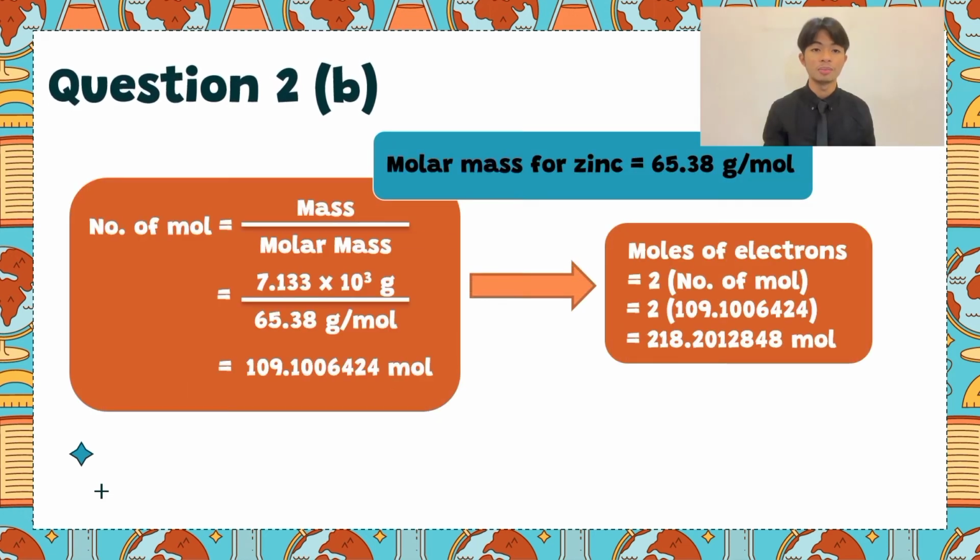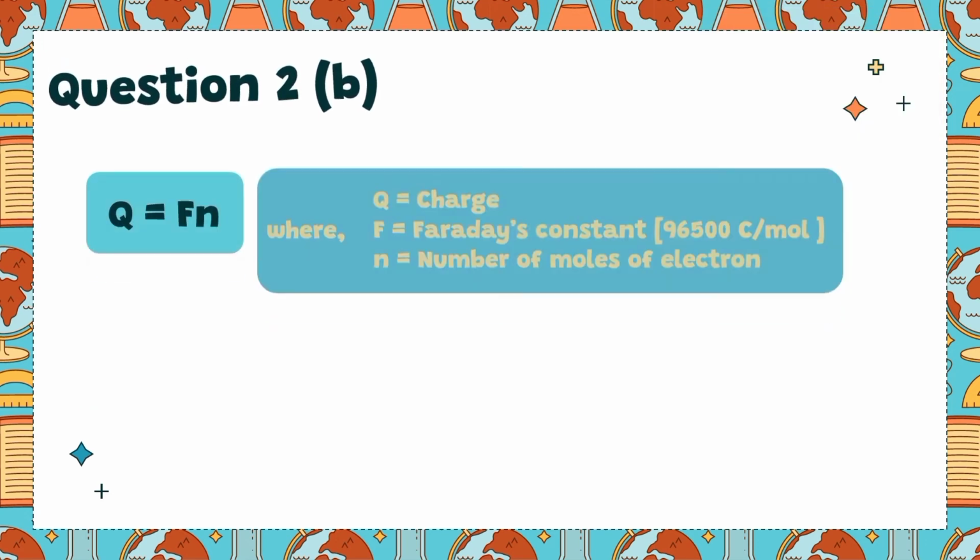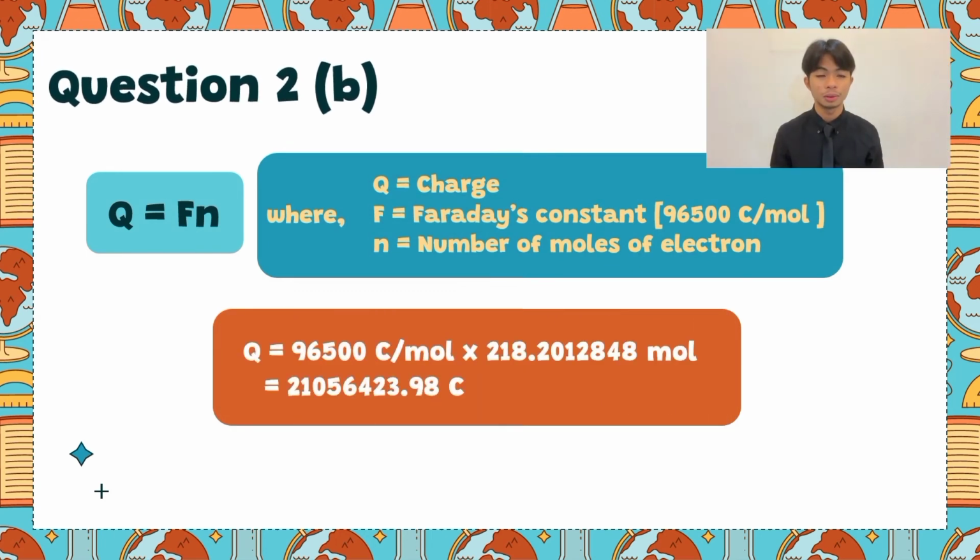Next, we must find the number of moles. Number of moles is equal to mass over molar mass, and we substitute the mass and molar mass given, and we will get the value of the number of moles. Then we can calculate the moles of electrons, which is 2 times the number of moles, and this is the solution. After calculating the moles of electrons, we can use the formula Q = Fn to find the charge, and this is the solution.